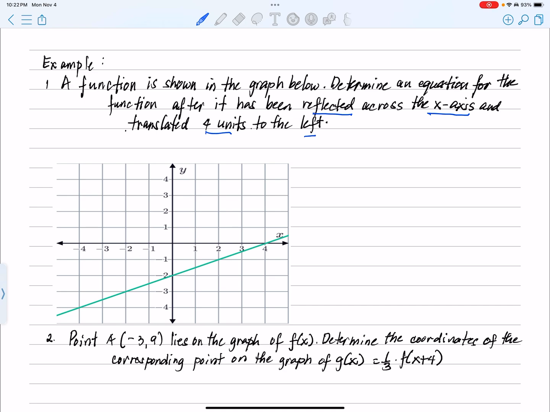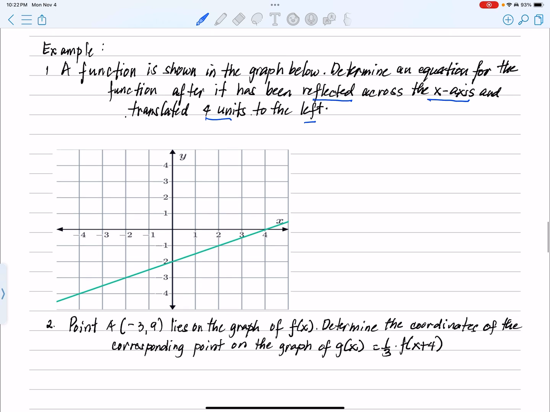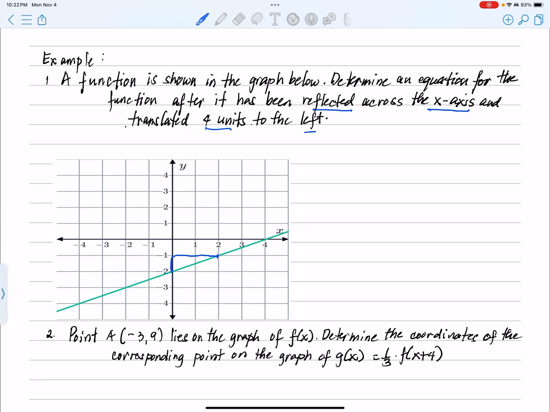So if we look at the graph here, it has a slope of negative 1 over 2 because it goes down 1 and over 2. Okay, let's do that later. So choosing to apply the transformation first, it says reflected across the x-axis.